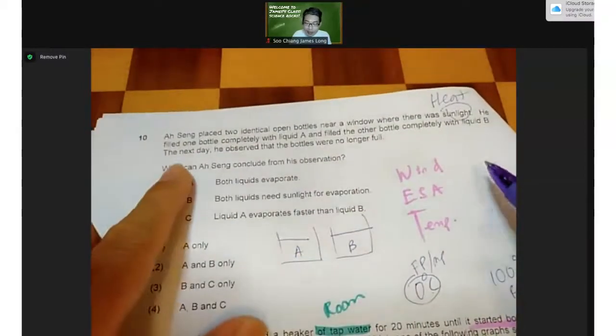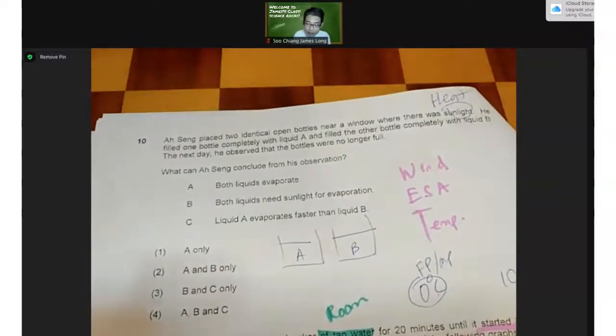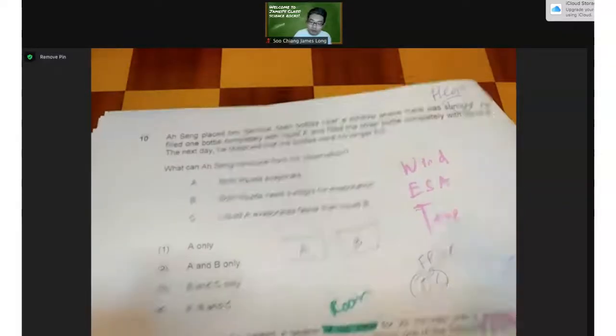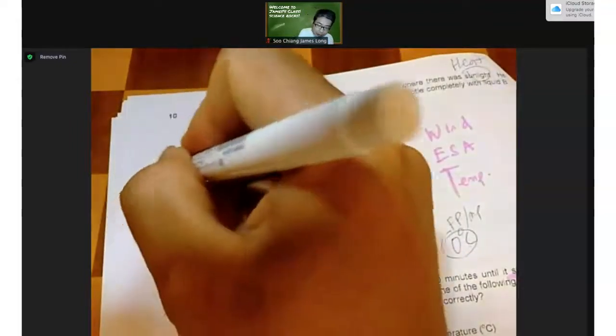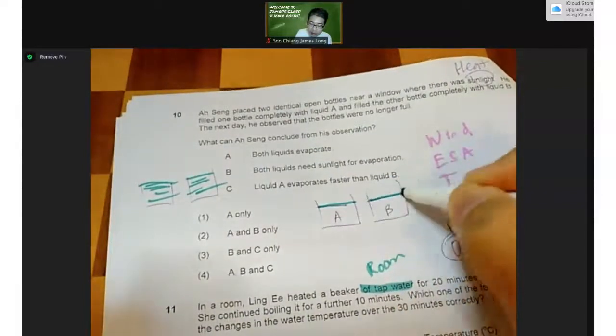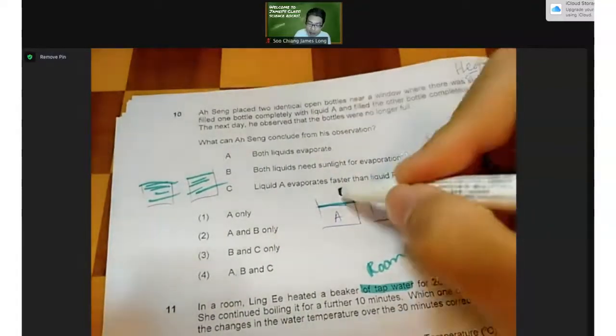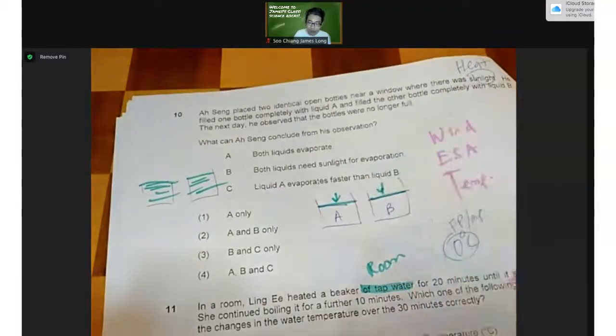The next day he observed the bottles were no longer full. So at first it was completely full, all the way to the brim. Then after one day, the water level drops. There's a decrease in the water level. So what happened? Both liquids evaporated.